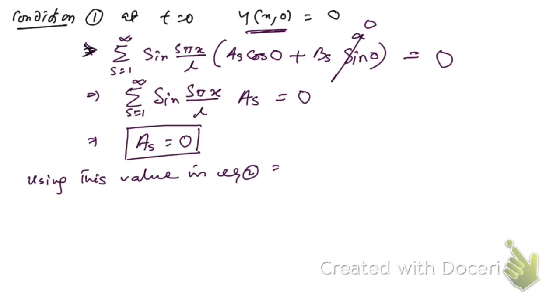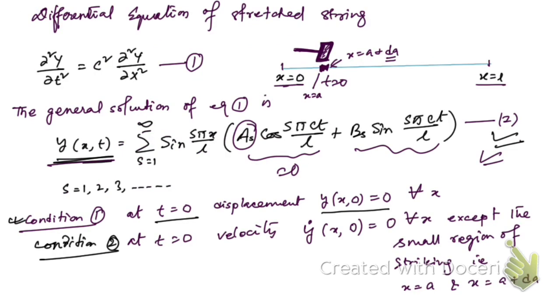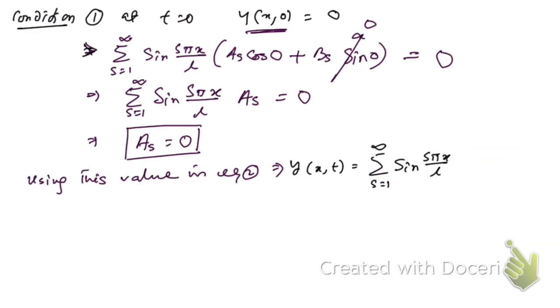So from equation 2, what we have got, y of x comma t is equal to this, and as this part is 0 now, we're going to have this part within the bracket. So here let me copy this. So we have got this, right? So hope you have understood this. So now you see, let me take this one as equation number 3.